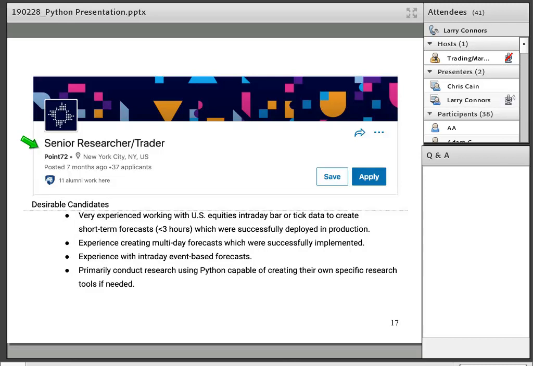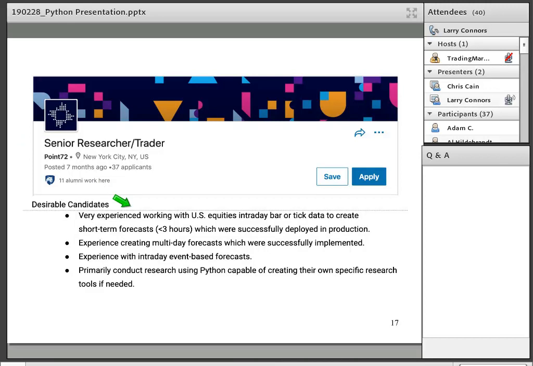I know some of the people, especially one of the people who helped lead that development over there. What they were doing is building out an entire quant firm within their firm. Money has been allocated there. They raised a few billion dollars to be able to do that. So this is a position. It's a nice position: senior researcher and trader, desirable candidate.